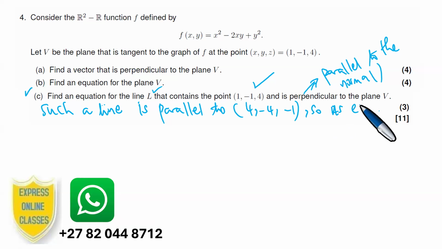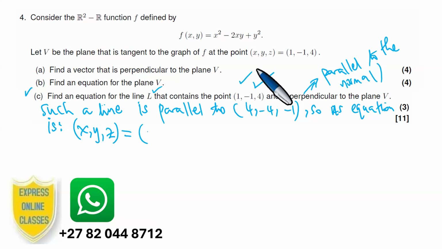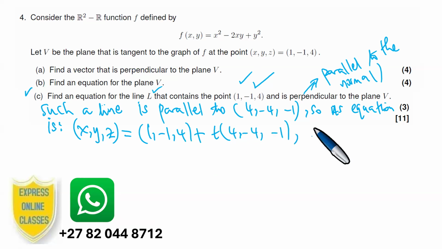So its equation is x, y, z equals the point it contains, 1, minus 1, 4, plus t times the direction. Because it's parallel to the normal, which we got in the previous question, 4, minus 4, minus 1, and t is our parameter, an element of the set of real numbers. This is the answer.